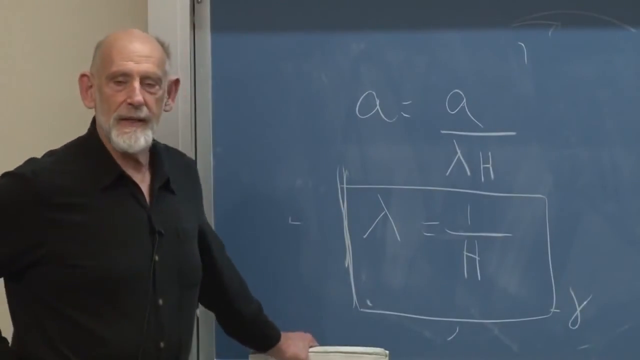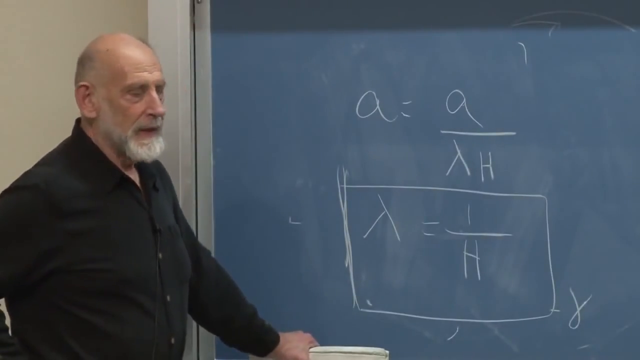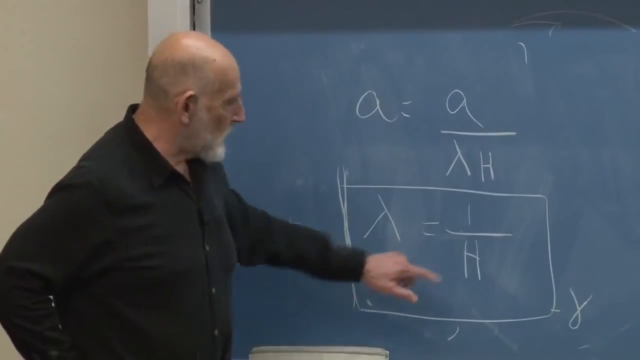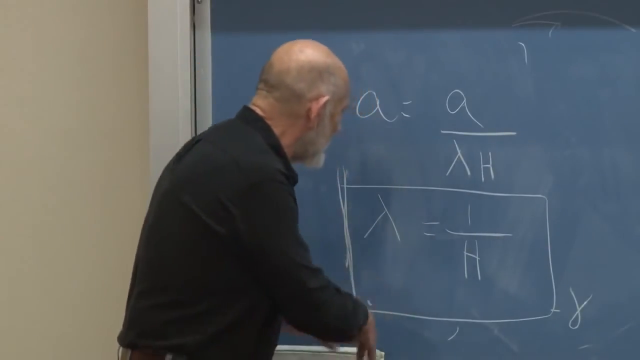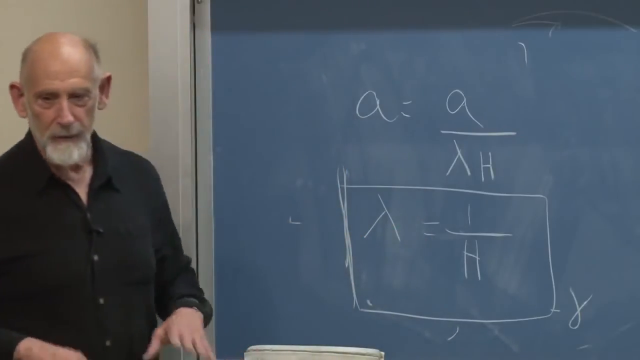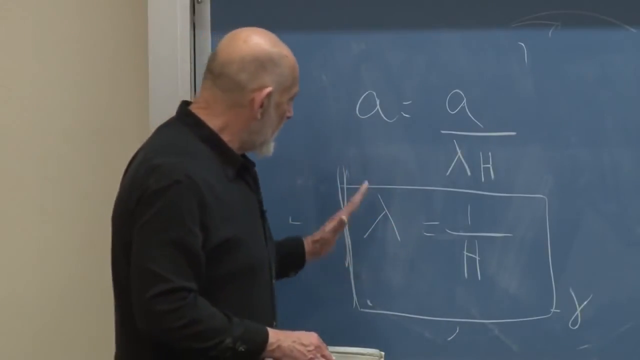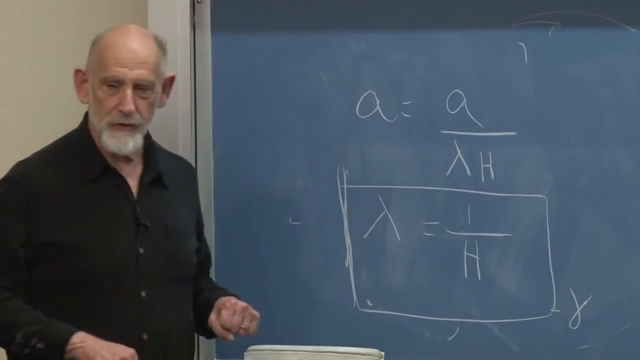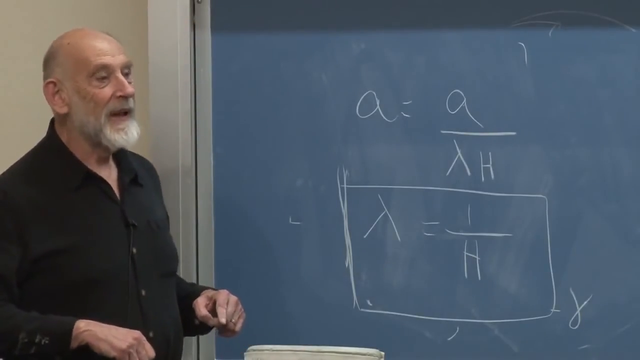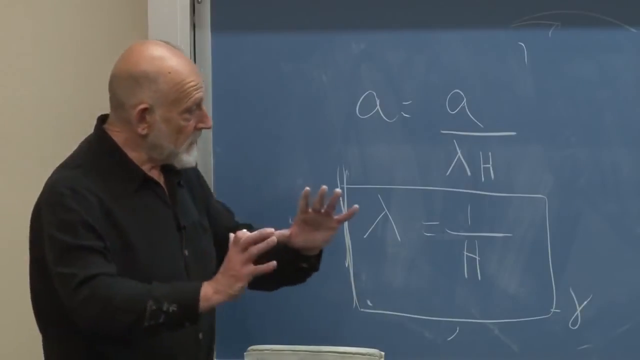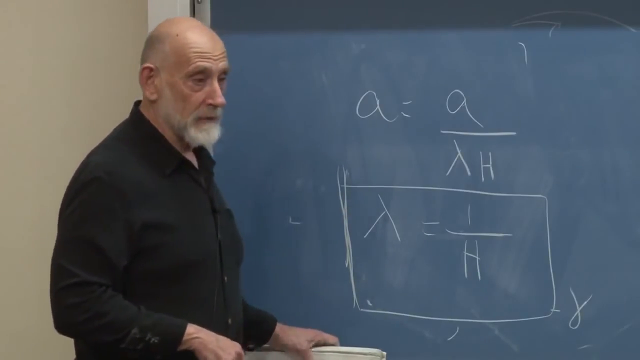Does that mean anything to anybody here? What is a distance which is 1 over the Hubble constant? There's probably a speed of light in there, but we've set the speed of light equal to 1, and we'll continue to do so. Lambda is equal to 1 over H. Does that ring a bell? Let me remind you. That's where the expansion reaches the speed of light.